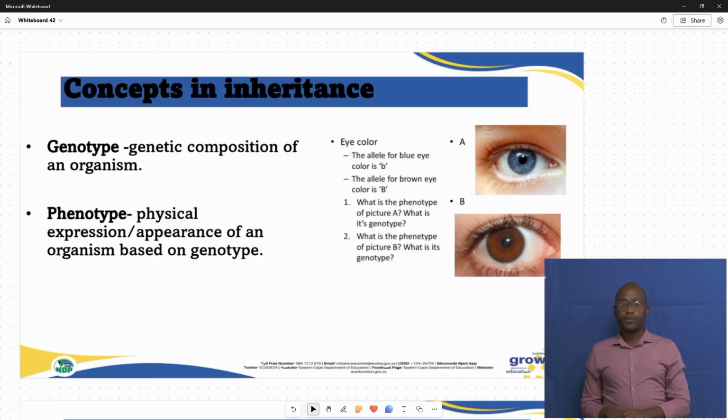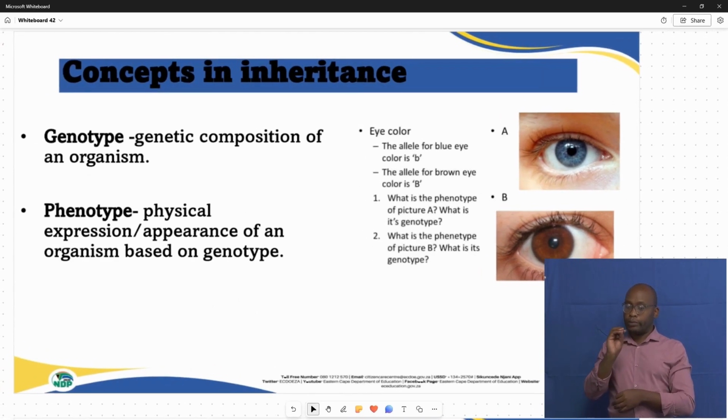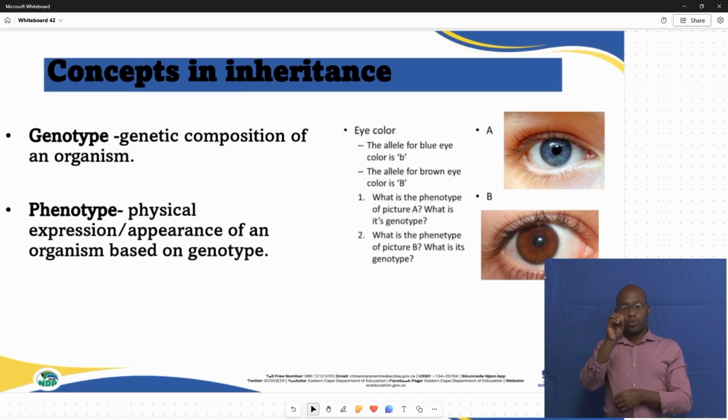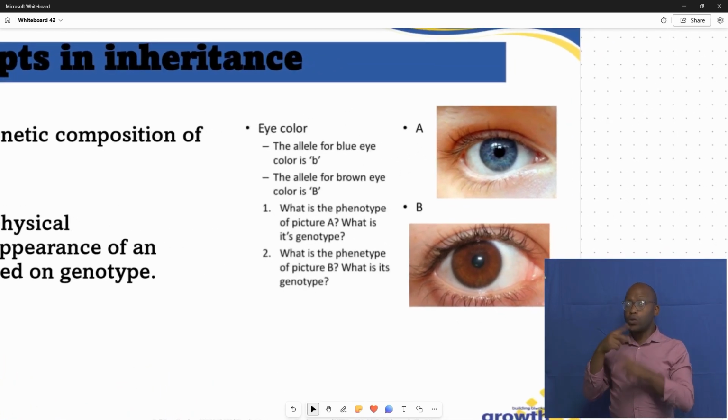Before we go to the example, let us define genotype and phenotype so that we can clarify these alleles and explain how we use letters to represent them. The genotype is the genetic composition of an organism. This is the DNA that the organism has inherited. What we see is the physical expression or the appearance of an organism, which we call the phenotype. Let's look at an example and at how eye color is inherited.